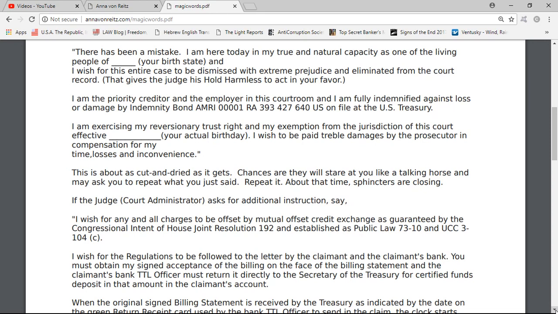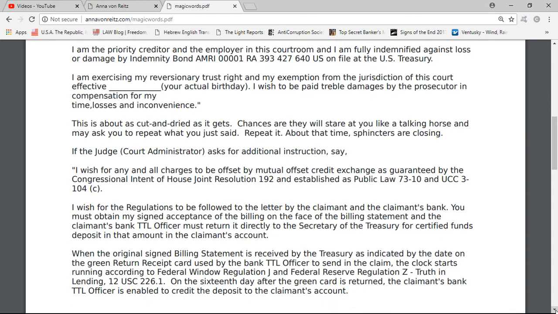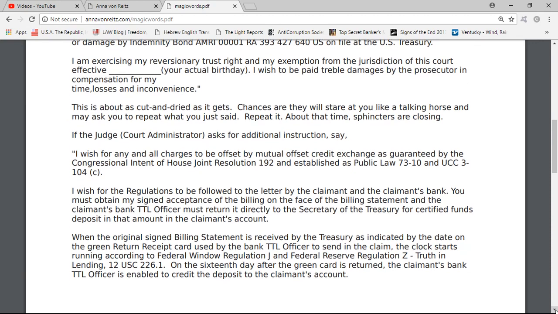Now this gives the judge his hold harmless to act in your favor. I am the priority creditor and the employer in this courtroom, and I am fully indemnified against loss or damage by indemnity bond AMRI 4 zeros and a 1 RA 393427640 US on file at the U.S. Treasury. I am exercising my reversionary trust right and my exemption from the jurisdiction of this court effective on your birthday. And you say what your birthday was, your actual birthday. I wish to be paid treble damages by the prosecutor in compensation for my time losses and inconvenience.